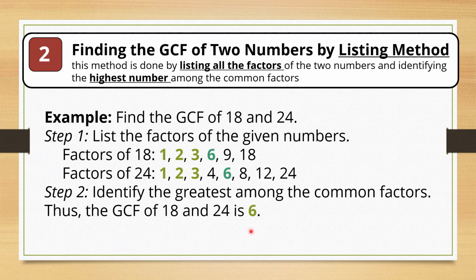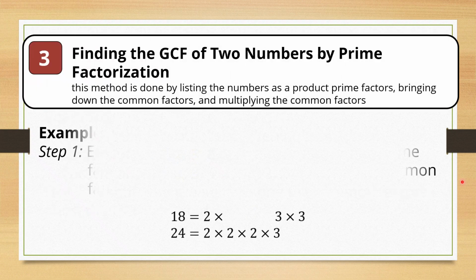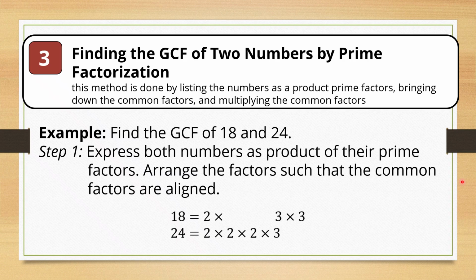So no matter what method you are using, you still get the same greatest common factor. Okay, let's move to the next method, which is prime factorization. This method is done by listing the numbers as a product of prime factors, bringing down the common factors, and then multiplying the common factors. So we will still use 18 and 24.